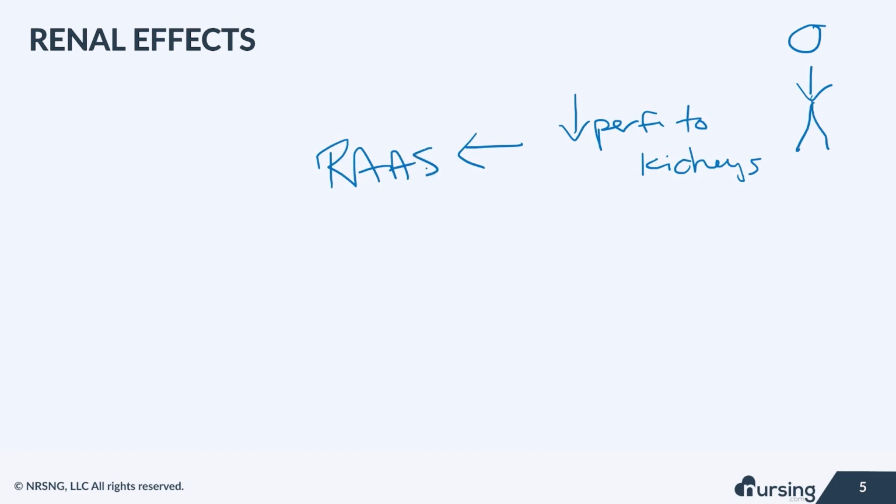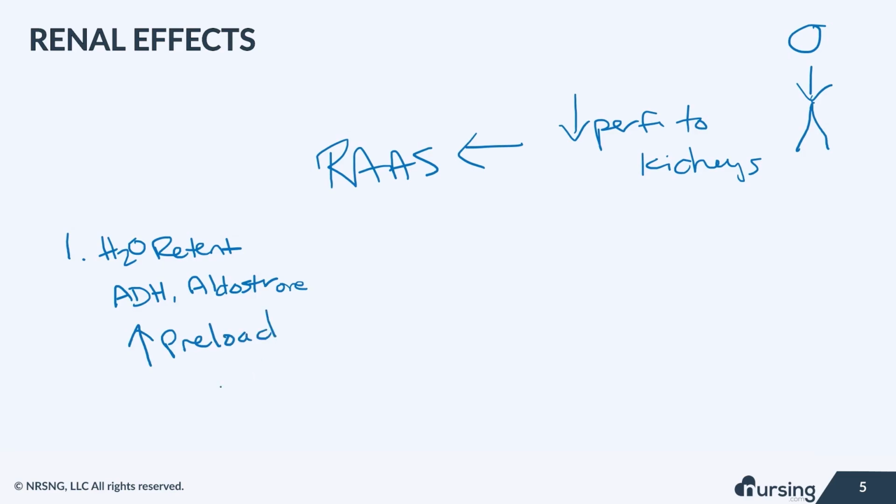So what happens when the kidneys lose their blood flow is it stimulates the renin-angiotensin-aldosterone system. Now you'll learn more about this in the pharmacology course, but what you need to know is that it causes three main things to happen in the body. The first is water retention, and that's due to the ADH, antidiuretic hormone, and aldosterone. So the kidneys see this lack of flow and they think that they need to hold on to water to try to improve their blood flow.